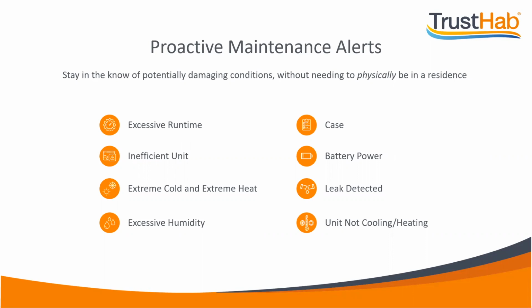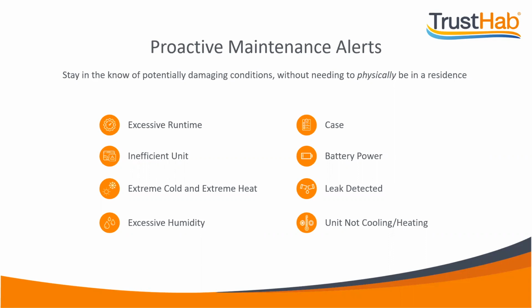So our inefficient unit alert is triggered if a unit's been running for a high percentage of time. The default alert levels on this are triggered at 65% runtime over 24 hours and 80% over 24 hours. And that percentage and time to track are fully configurable. So you can really tailor this one to the needs of your property to help call out your outliers and HVACs that likely need maintenance sooner rather than later.